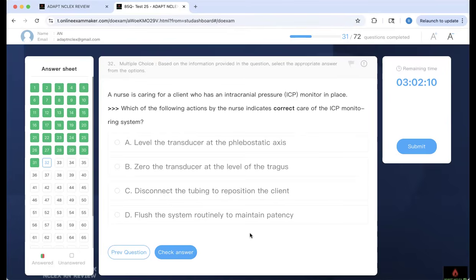A nurse is caring for a client who has an ICP monitor in place. Which of the following actions by the nurse indicates correct care for the ICP monitoring system? Another 2026 NCLEX question that you may see on ICP monitoring. Level the transducer at the phlebostatic axis. Zero the transducer at the level of the tragus. Disconnect the tubing to reposition the client. Flush the system repeatedly to maintain patency.